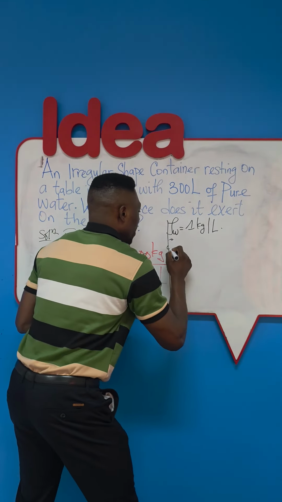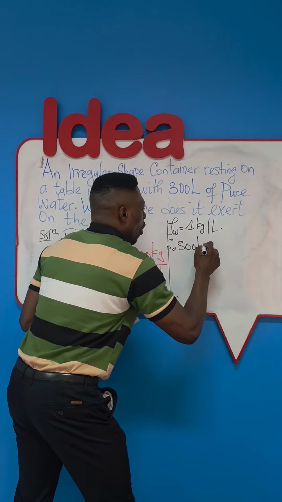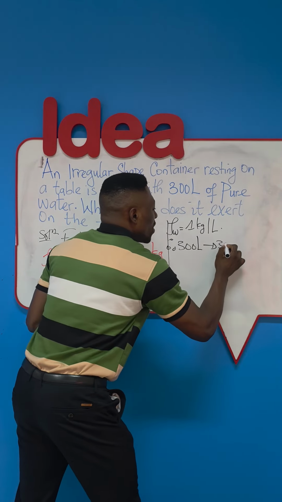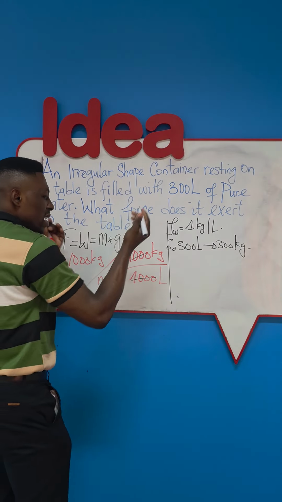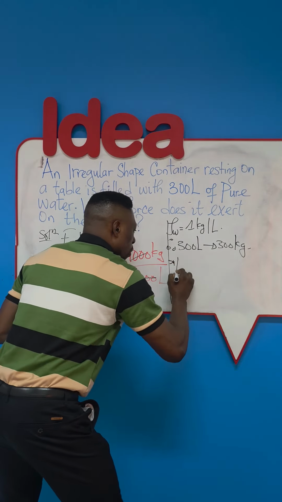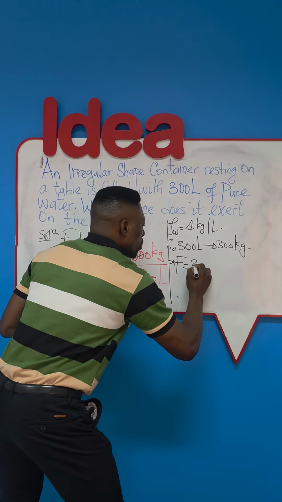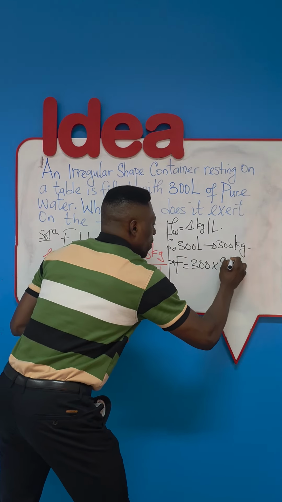Therefore, 300 liters of water will have a mass of 300 kilograms. Therefore, we've had the mass of water. And the answer is almost there. Therefore, the force we are looking for is equal to the mass of the water times 9.8.